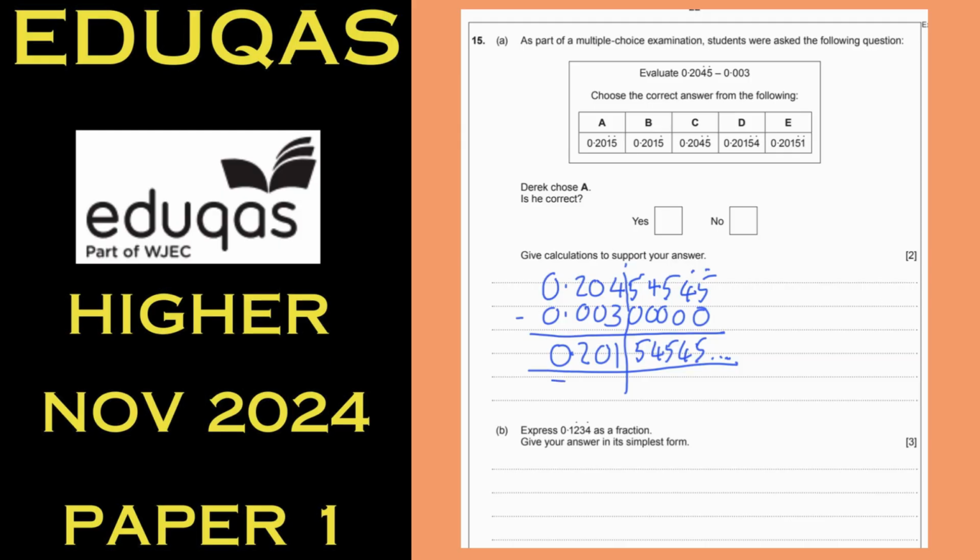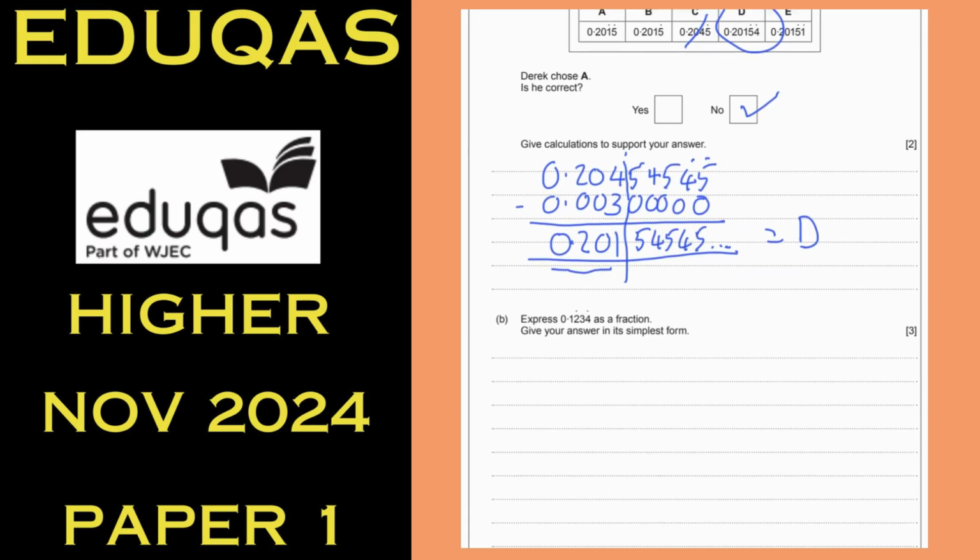In other words, 0.201. So that means that's gone. It's got to start 201. And after the 1, it's 5, 4 recurring. That means it has to be, oh, it just says Derek chose A. It's not A. Is he correct? No. It's definitely answer D. It's always a better way to show someone's done something wrong: do it right.